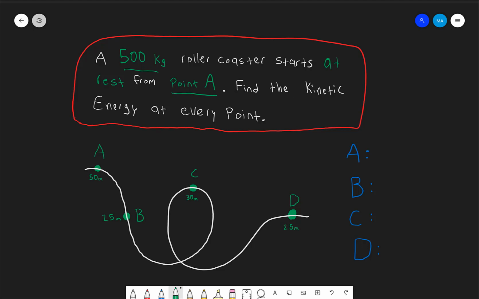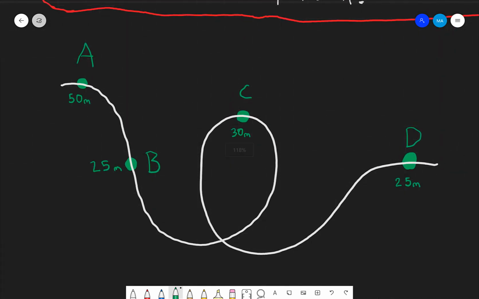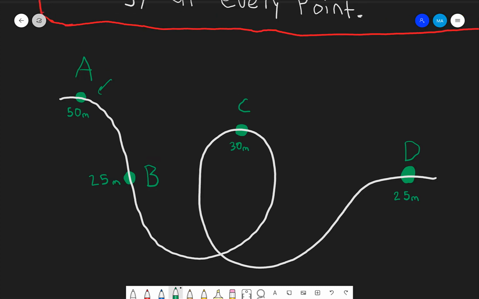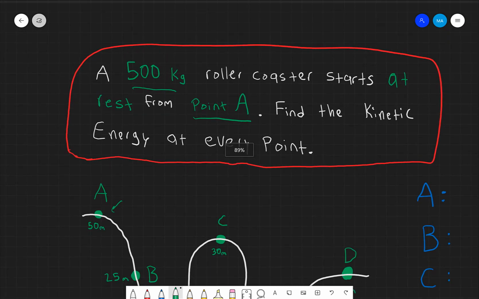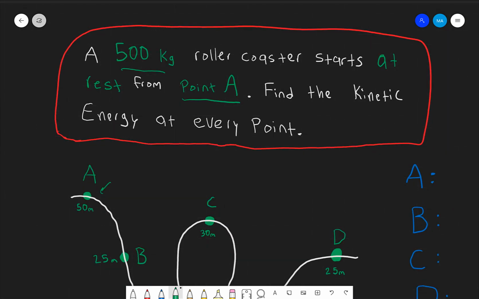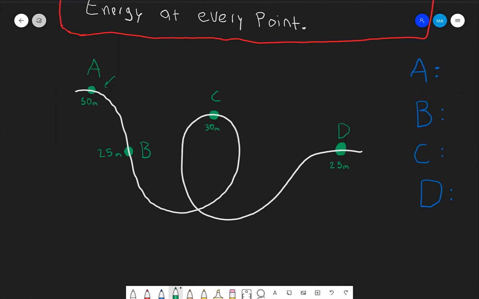Here we go. So let's say that we have this roller coaster ring. Point A is 50 meters above the ground, point B is 25 meters, point C is 30 meters, point D is 25 meters also. The question is, a 500 kilogram roller coaster starts at rest from point A. Find the kinetic energy at every single point. And what we have about these points are only their heights. So I'm going to need to figure out the kinetic energy at point A, B, C, D, and that's it.